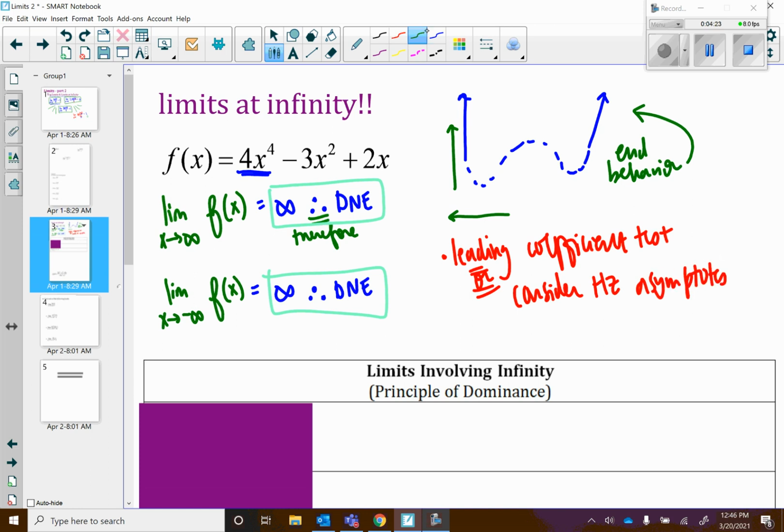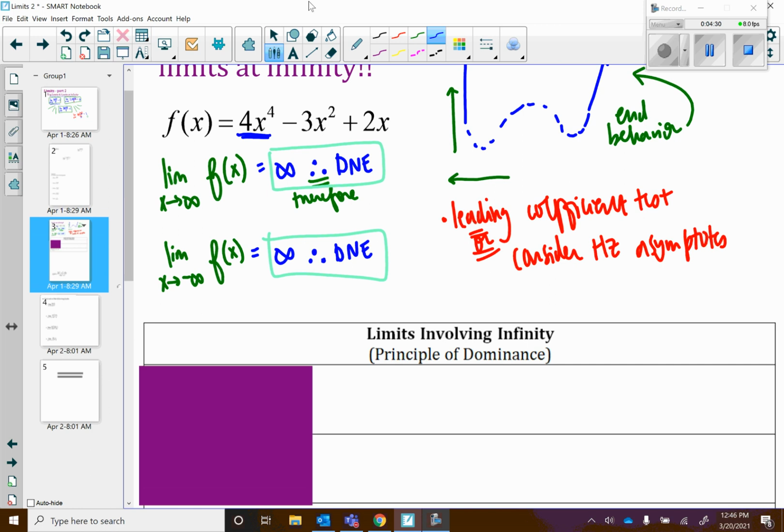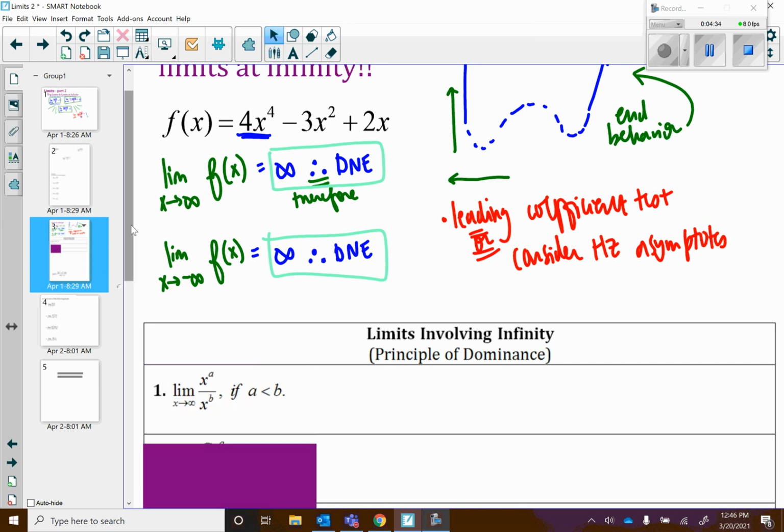Our leading coefficient test or horizontal asymptotes with end behavior. So let's talk about some limits involving infinity, known as principles of dominance. Let's start with this one.